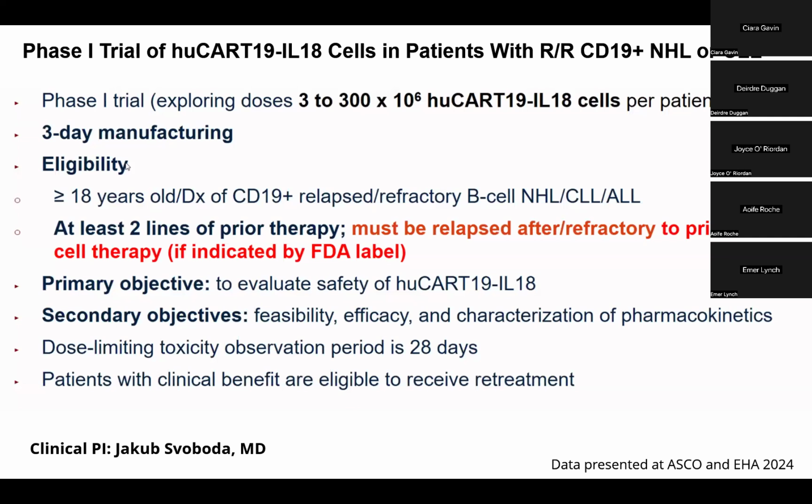Now, I showed you there are 7 approved products. 5 of those are targeting CD19, many other clinical trials targeting CD19. So the important thing I want to point out to you here in this clinical trial, all of our clinical trials address relapsed and refractory patients, but in this one, because of the availability of CD19 CAR T cells, we included an eligibility criteria that patients must be relapsed after or refractory to a prior commercial CAR T cell therapy if they had been indicated for that by the FDA label.